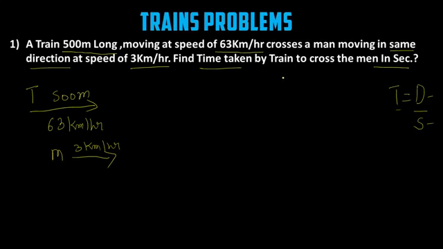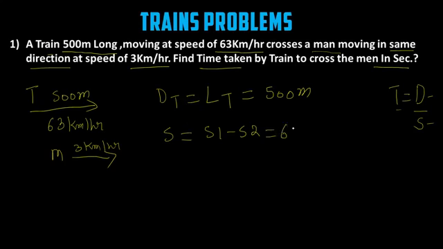And in this question it is given that the train crosses a man, that is a point object. As we already discussed that if a train crosses a point object, then the distance travelled by the train is equal to length of train, that is given 500 meter. And both train and man are traveling in the same direction, then their net speed will be s1 minus s2. That will give us 63 minus 3, that is 60 kilometer per hour.